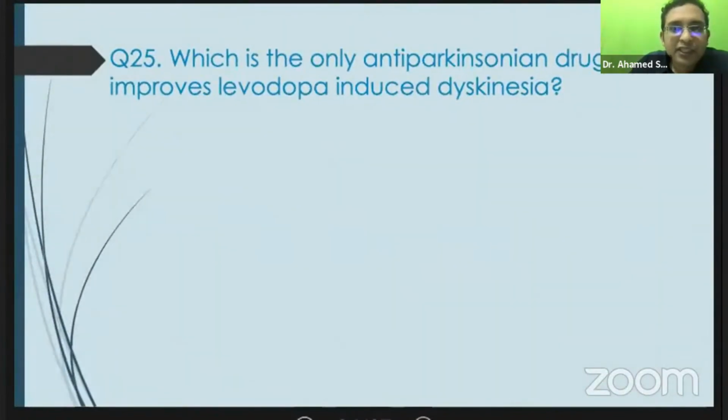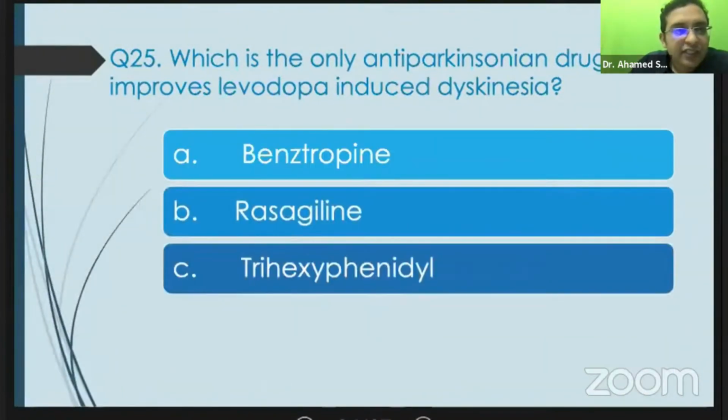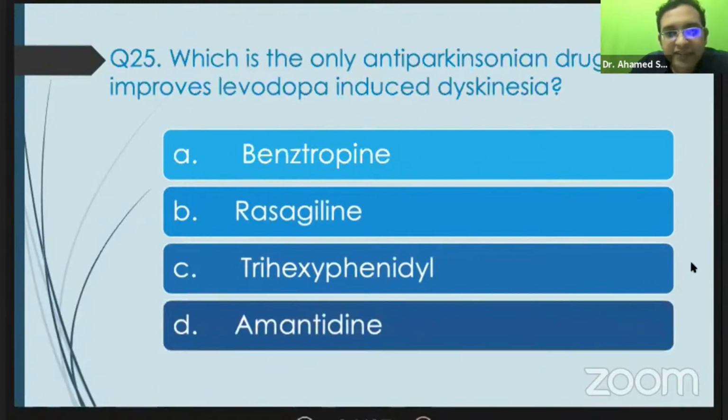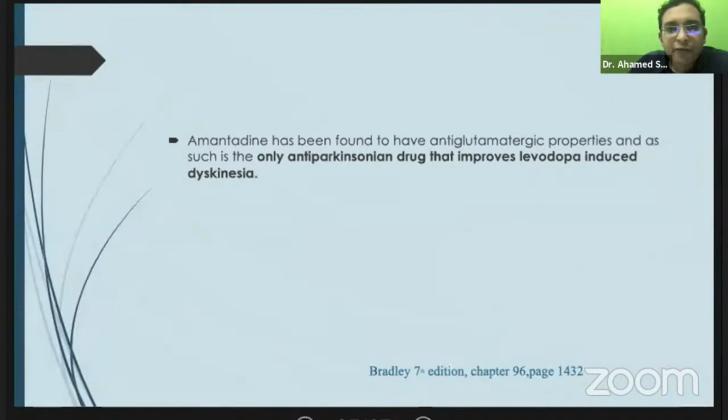So this question: which is the only anti-Parkinson's drug which improves the dyskinesia induced by levodopa? This is a neat question. This is actually amantadine. So a lot to talk about these Parkinsonism medications. This is not enough. We'll be talking more.